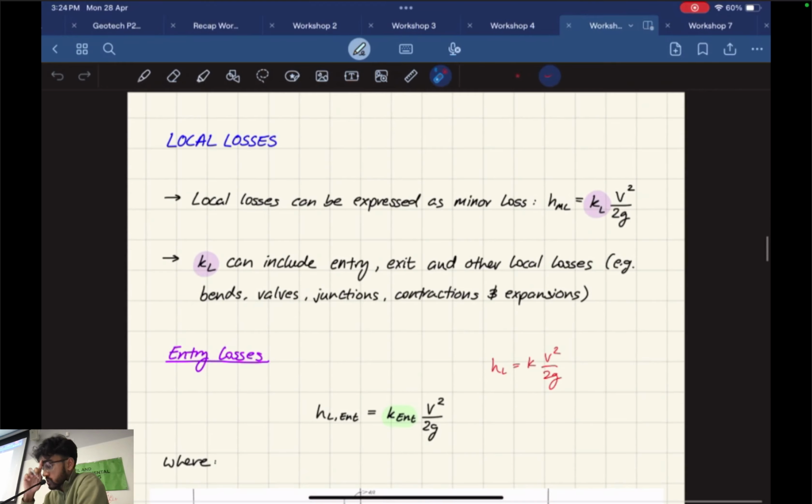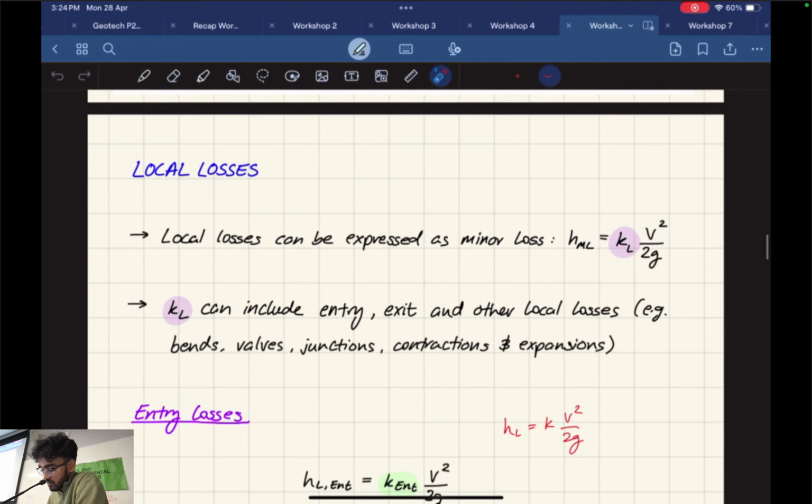Local losses are when you have contraction, expansion, entry, exit losses, or when you have a valve as well. The general equation for a local loss is the minor loss: you multiply your loss coefficient by your velocity head, v squared over 2g. You do that for each one of your local losses. So if you have, let's say, a bend, exit, entry, and valve, 4 of them, you have to do it for each one of them.